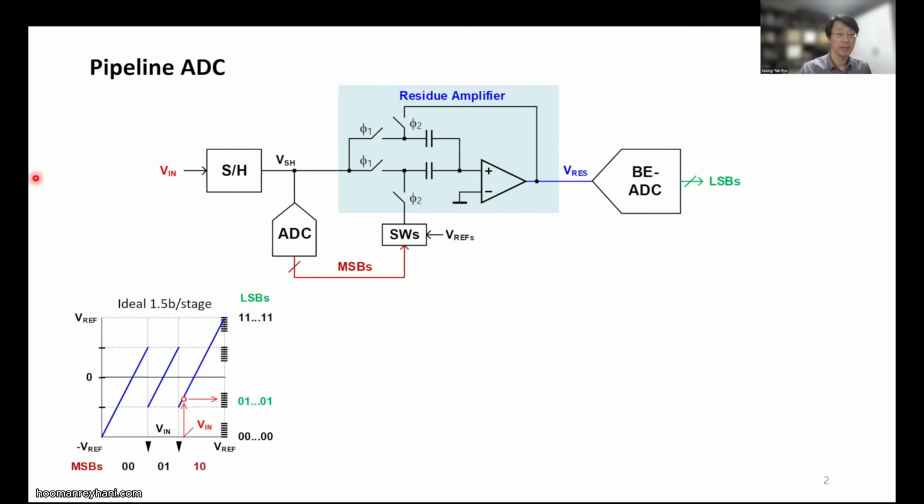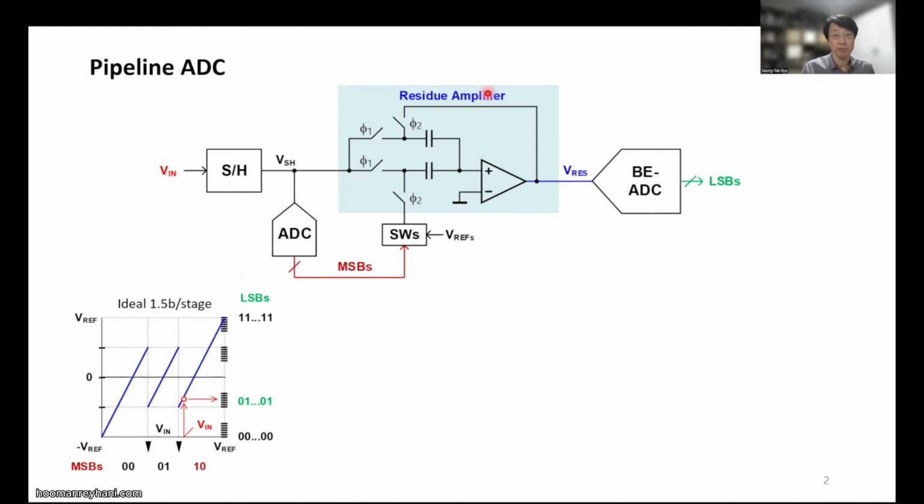So here, for an ideal 1.5 bit per stage residue amplifier, the transfer curve is shown. For the determined MSBs, the residue amplifier will generate the amplified residue like this, and then the backend ADC will do further conversion like this. This is the ideal operation.